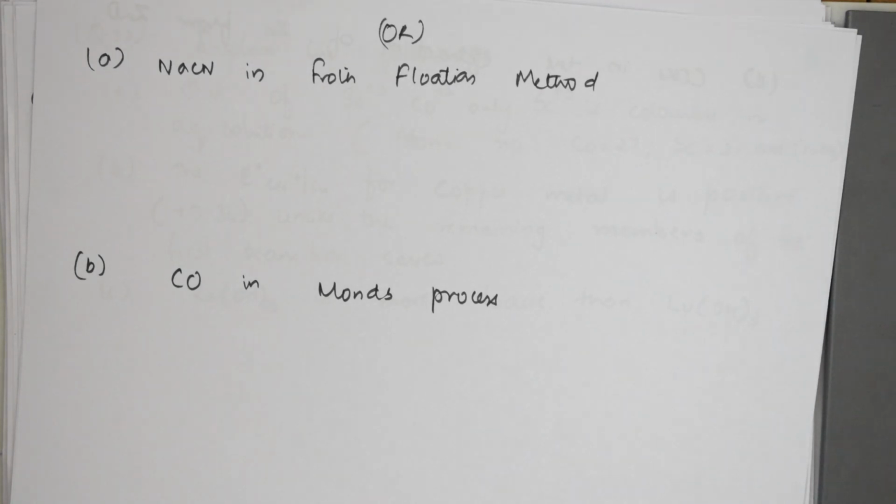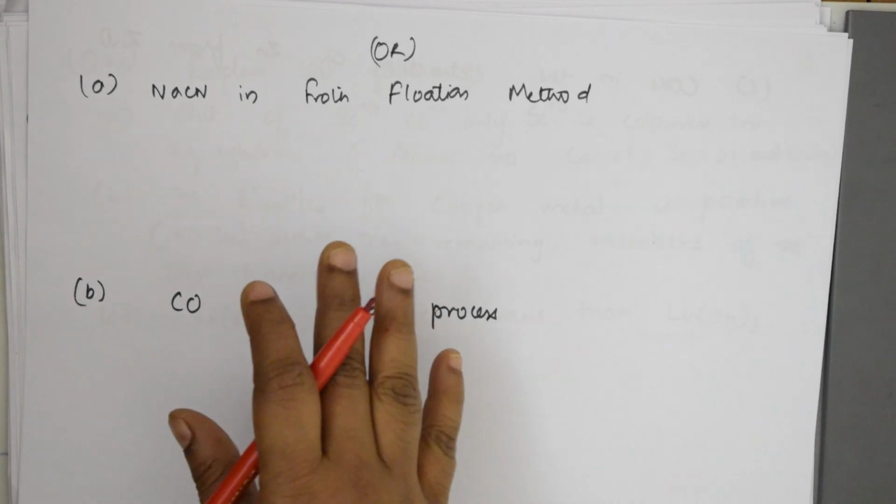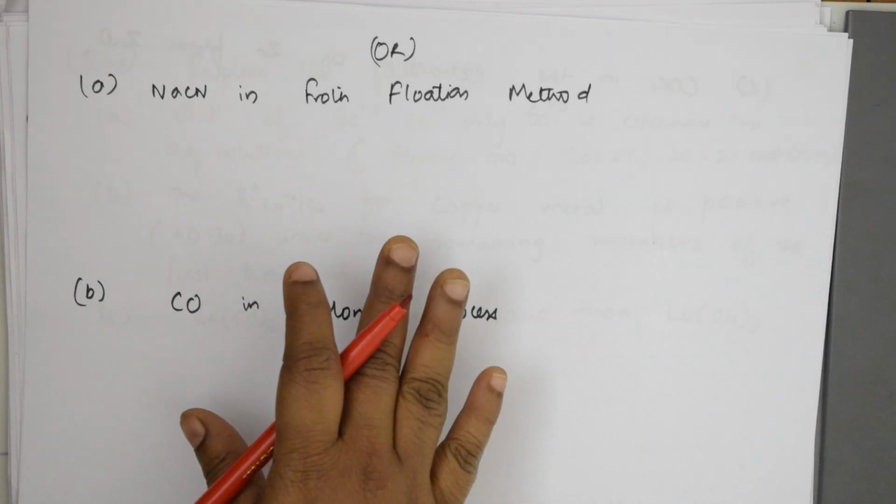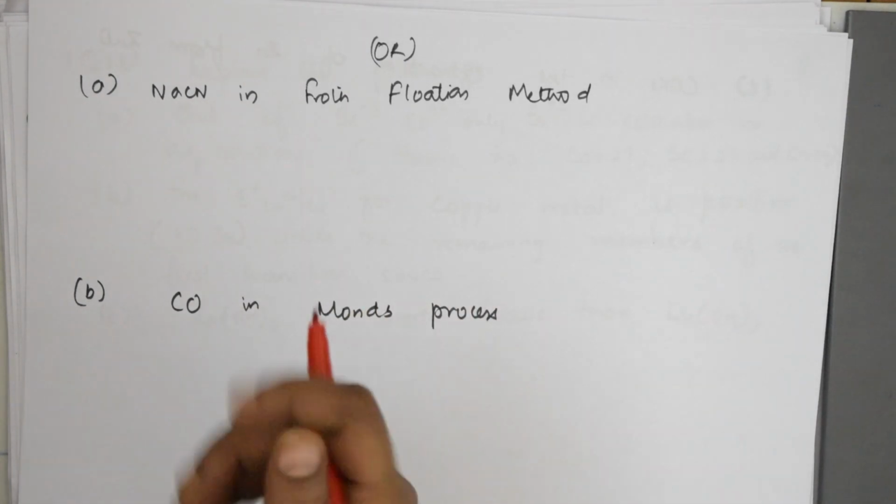Now let's see the OR question of your 22nd question. The OR question is there because I told you they've given internal choice. Let's see that. NaCN in froth flotation method. They said, sodium cyanide, how is it used in the froth flotation method? What is the role basically?